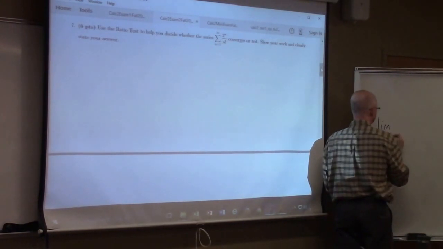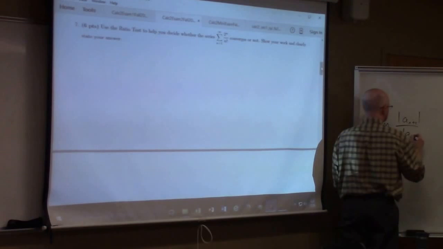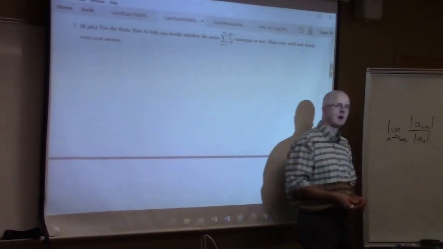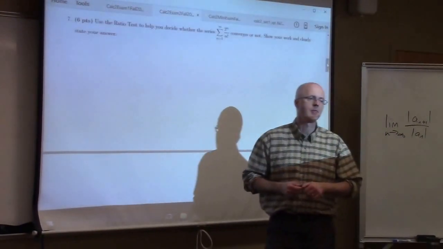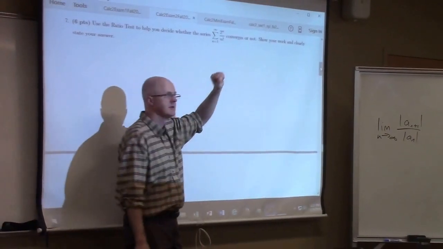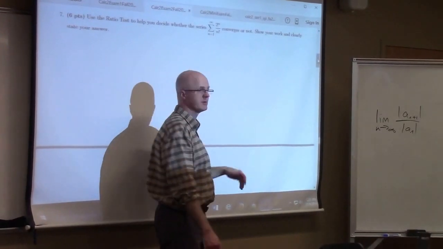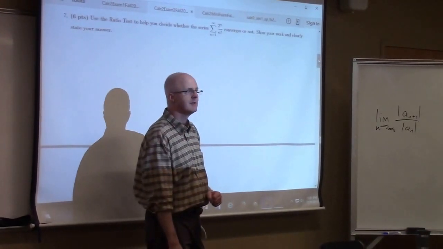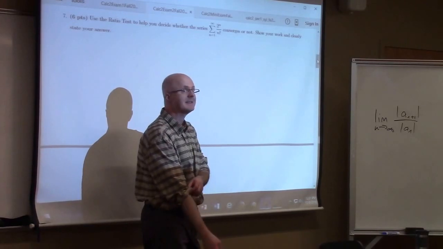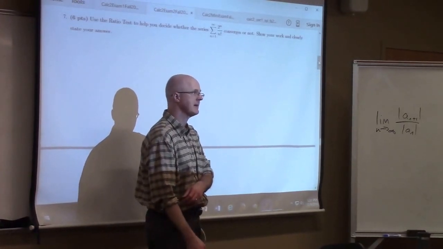In general, you want to take the limit of this ratio, and if that limit is less than 1, then the series, the summation, will converge. If the limit is bigger than 1, then the series will diverge. If the limit equals 1, actually the test doesn't tell you anything. The series might converge, it might diverge. You can come up with examples where that's the case.